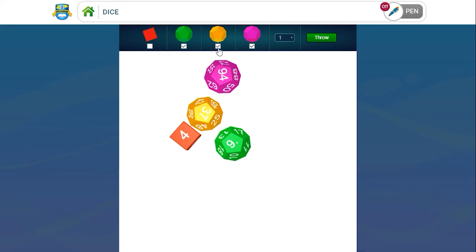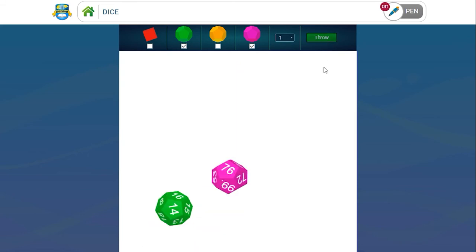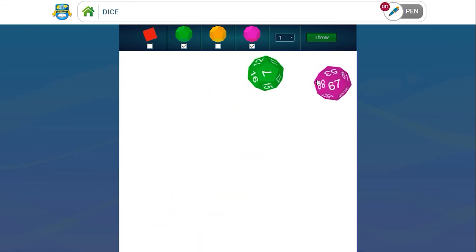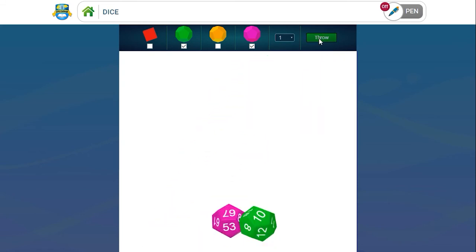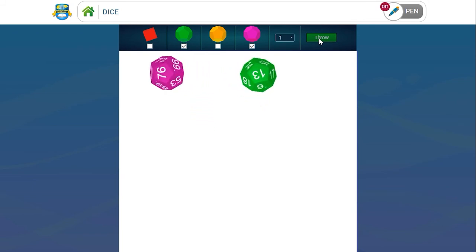You can also work on difference. So let's pick, for example, the green with the pink, one of each, throw. What's the difference between the two numbers? And after doing a few of these, the children will definitely understand that difference is the same as subtraction.